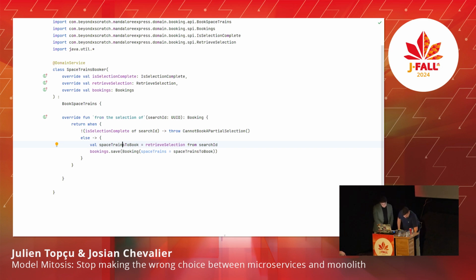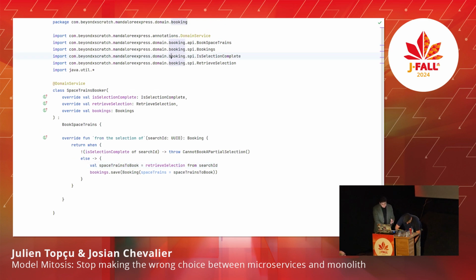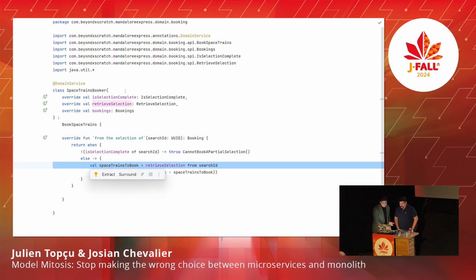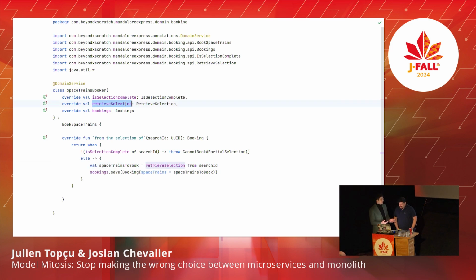So let's see what it has done. We no longer have any dependency toward the search, only in the booking, so that's pretty good, and that's because we don't actually call the search here, we only have its UID. But how does it work? Because we still need to check that the selection is complete inside that search. And we do, right here. It's just that now we do it through a dependency that is given to the space train booker, in the same way that we still translate the model of the search into a model of the booking.